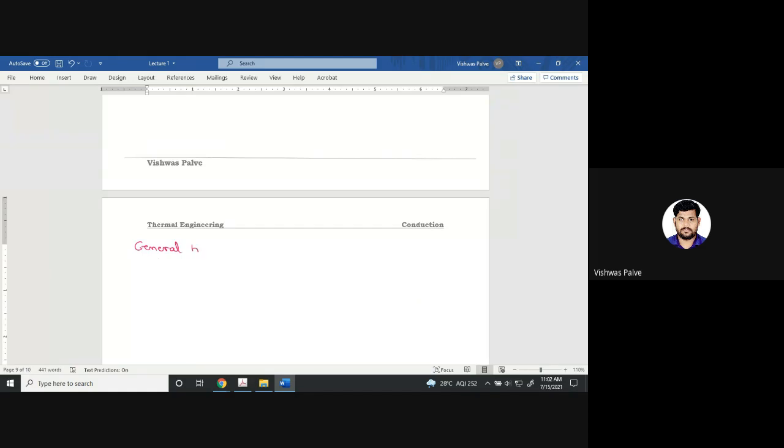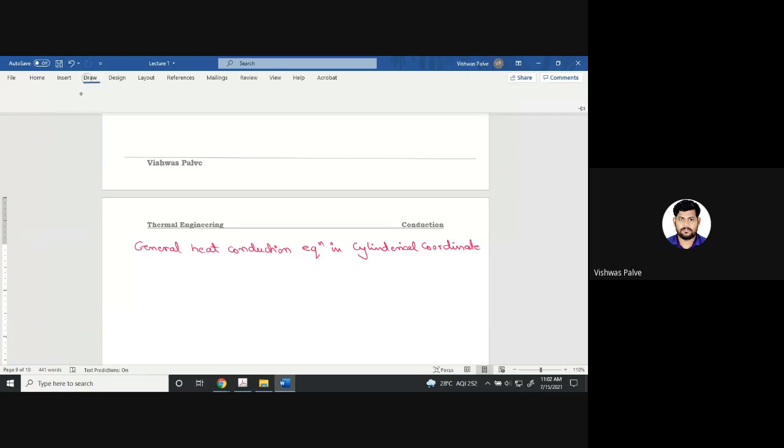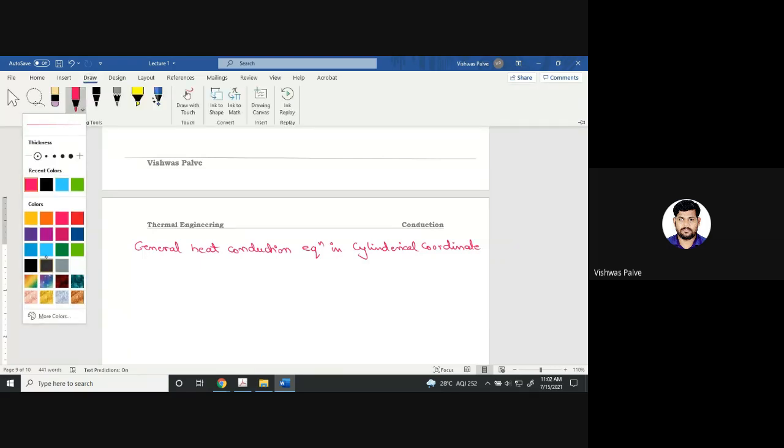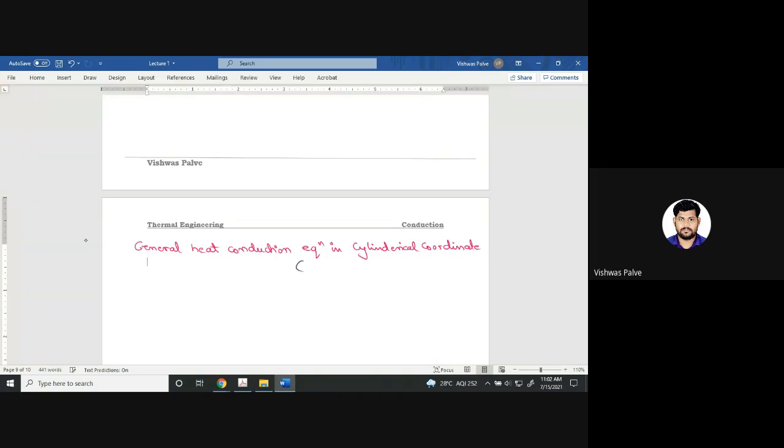General heat conduction equation in cylindrical coordinate. So for this, take a note that no derivation will be there. Okay.